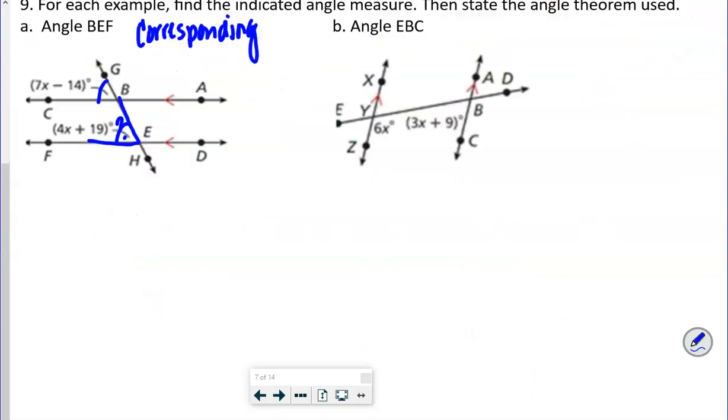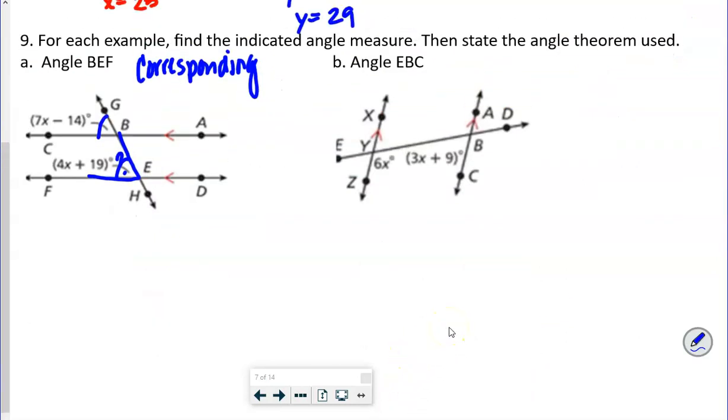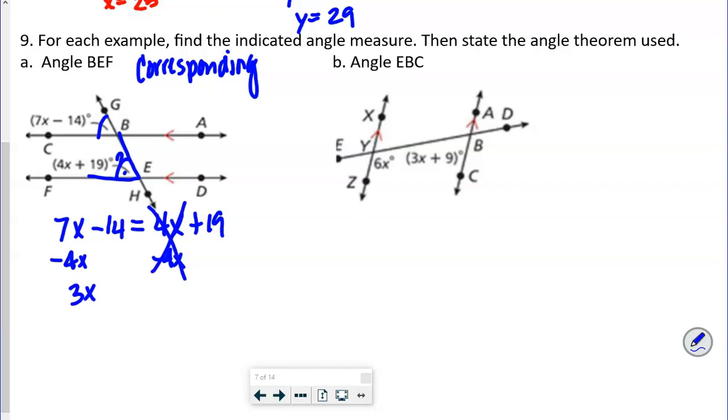Okay, so let me extend this page down here so I can do a little math. So we're going to say 7x minus 14 is equal to 4x plus 19, right? Subtract the 4x from both sides. So that gives me 3x over here, and that's now gone from there. We're going to add 14 to both sides. So that's now gone from there, and that's equal to, what is that, 33? We're going to divide both sides by 3. So x is equal to 11. Okay? That is not the answer.